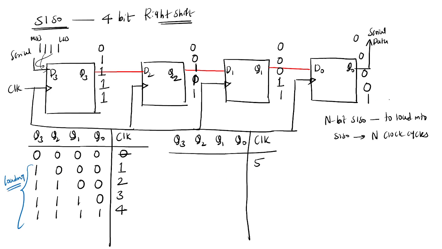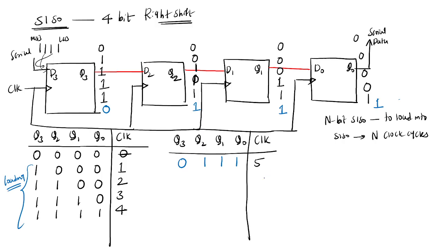Shifting means this one will go here, this one will come here, and this one will come here, and this will be loaded with what? 0. So here you will get 0 1 1 1.